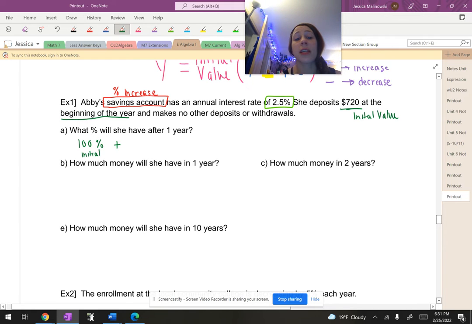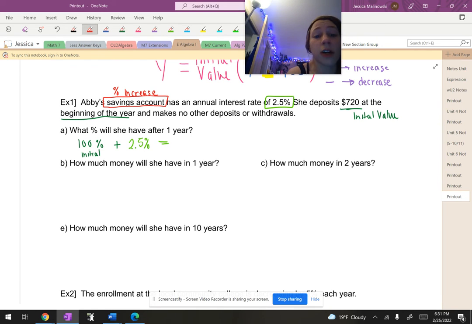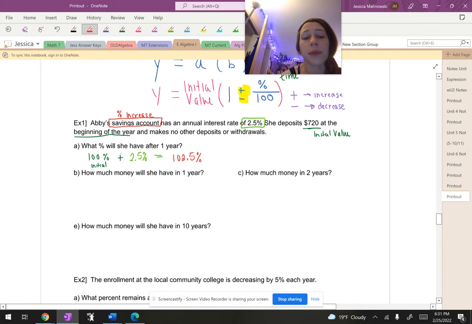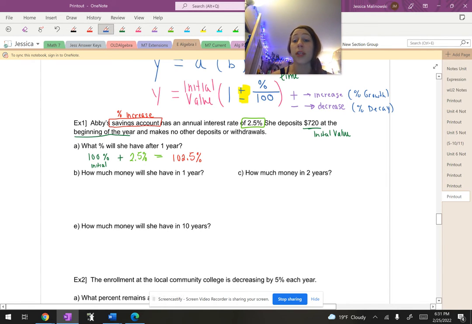Plus, well, they said it's increasing at an interest rate of 2.5%, which would give us a total percentage of 102.5%. Again, why are we using the plus? Why are we using the increase? That's because in this problem, we're talking about percent growth or percent increase. If we're talking about decay or losing money or paying something, we would be using the subtraction.